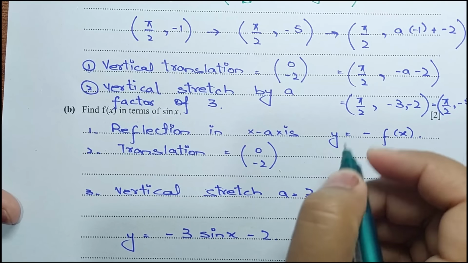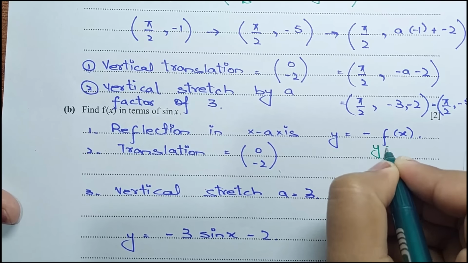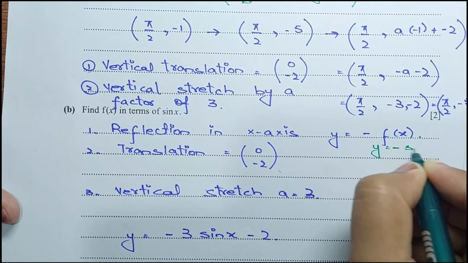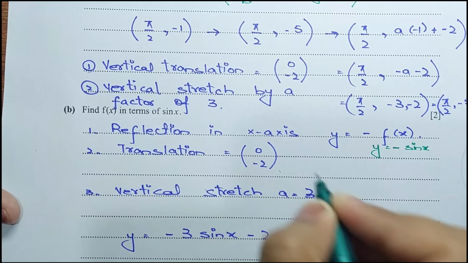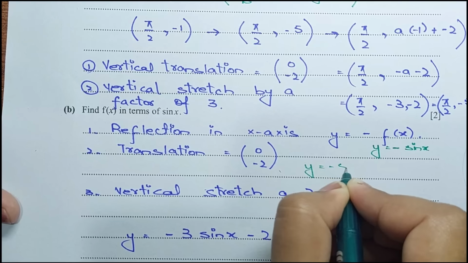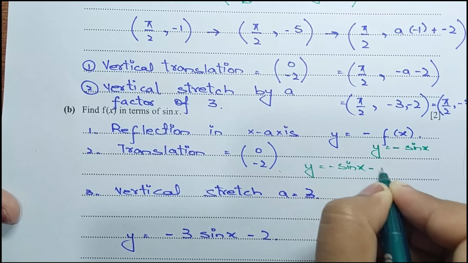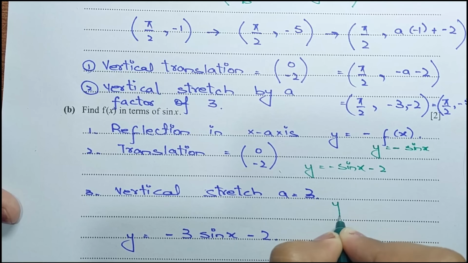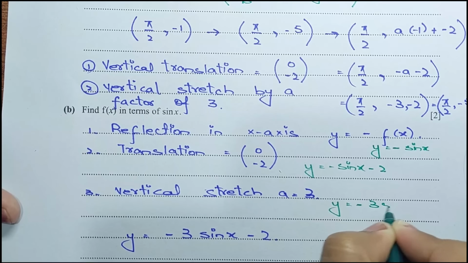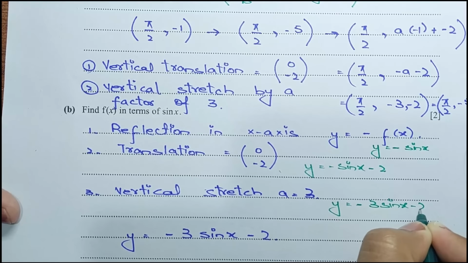So for reflection, y would be equal to sine x, so it becomes minus sine x, right? Then we have a translation, y equals minus sine x, and the translation is negative 2. And then we have a vertical stretch, y equals minus 3 sine x minus 2, right?